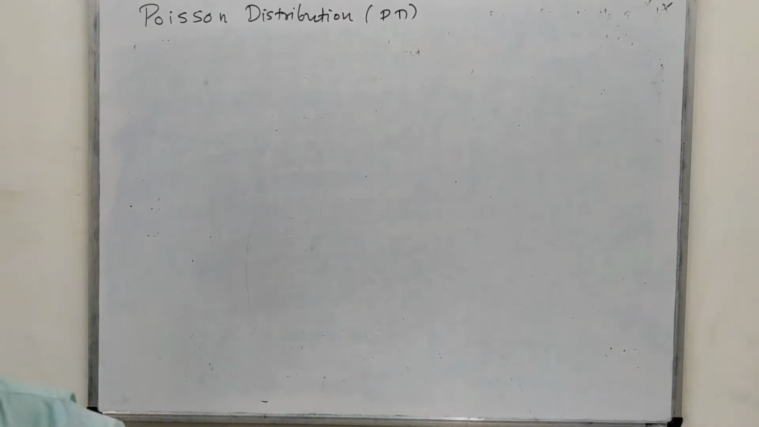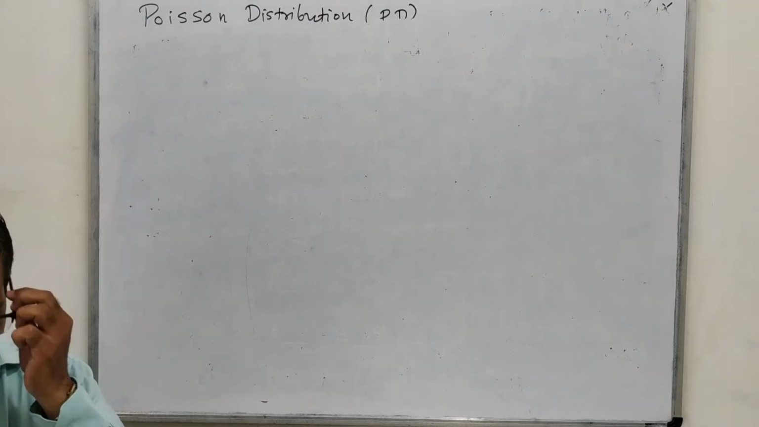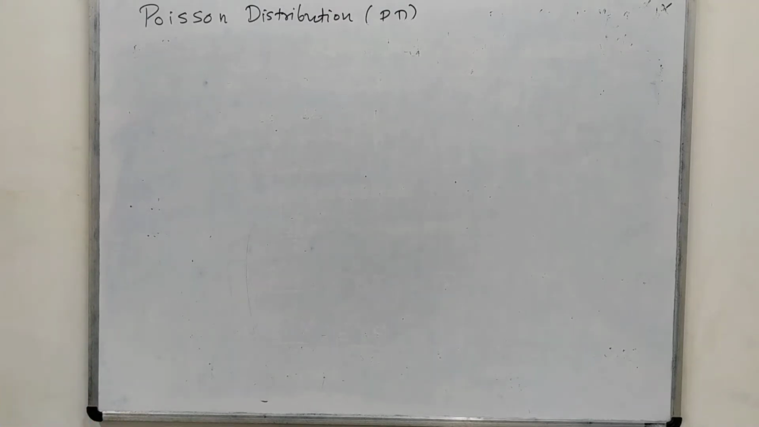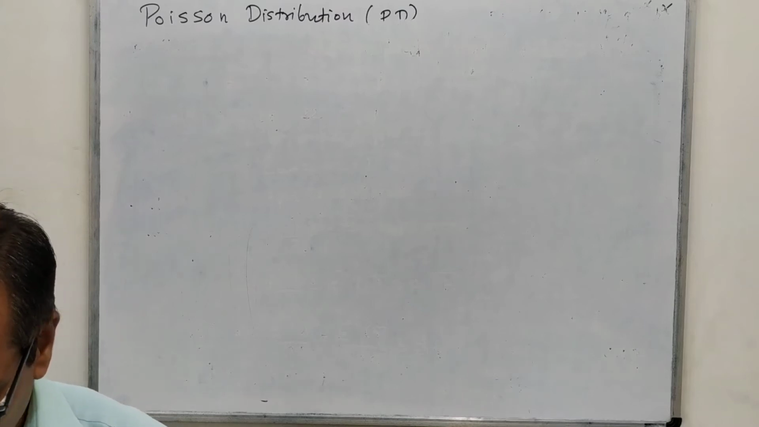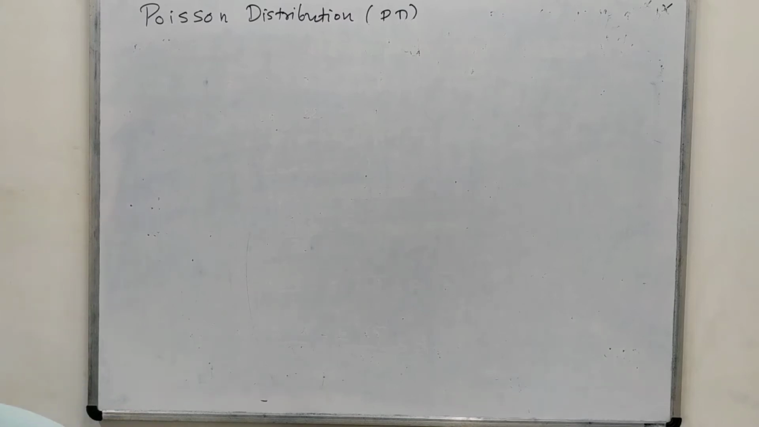So friends, in the last lecture we discussed some of the examples. Now let us see more examples based on Poisson distribution. Okay, so now let us see one example.